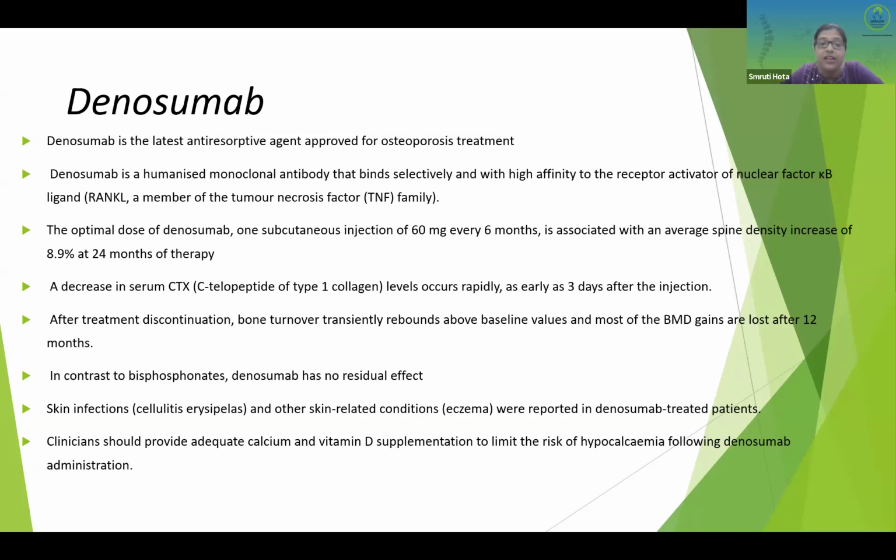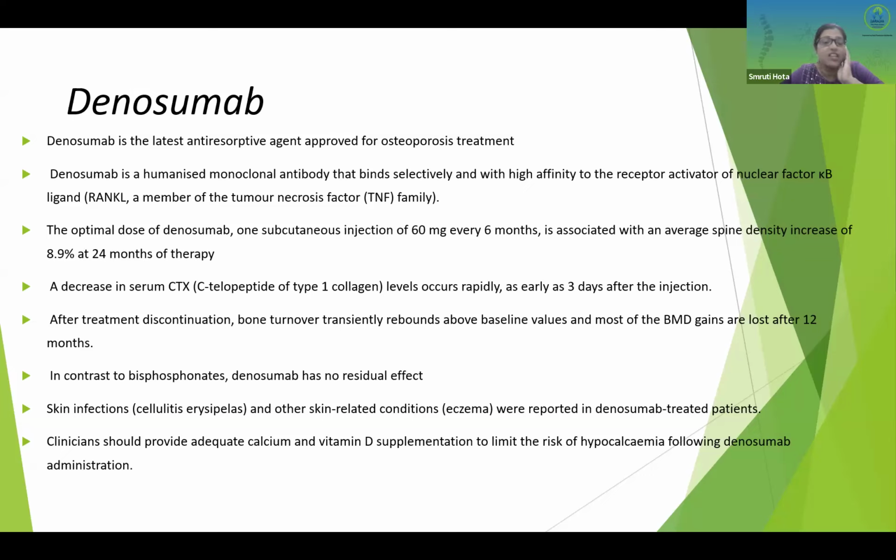So denosumab rapidly reduces the bone resorption markers, and they decrease the serum level, observed as early as 3 days post injection. But unlike bisphosphonate, it doesn't have a residual effect after discontinuation. So once you stop the therapy, the bone turnover rebounds above the baseline level, and most gains in BMD are lost within 12 months. So we should be aware of this potential adverse effect.